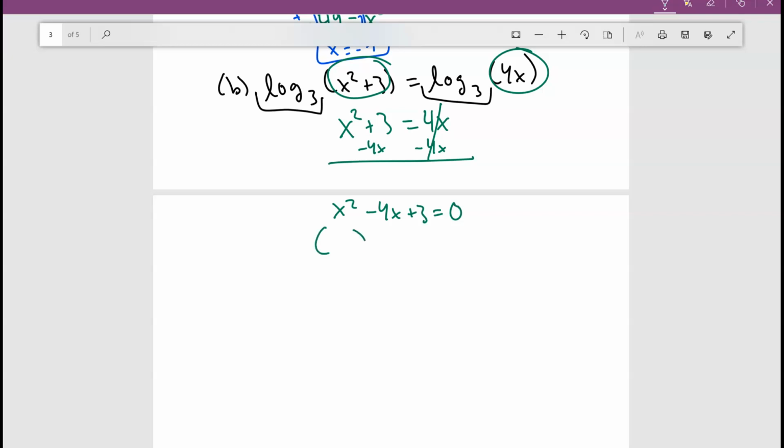We can factor again. X and x, 3 and 1. And in this case, they both should be negative. So we're going to get x equals 3 and x equals 1. And luckily, they are both solutions as well.